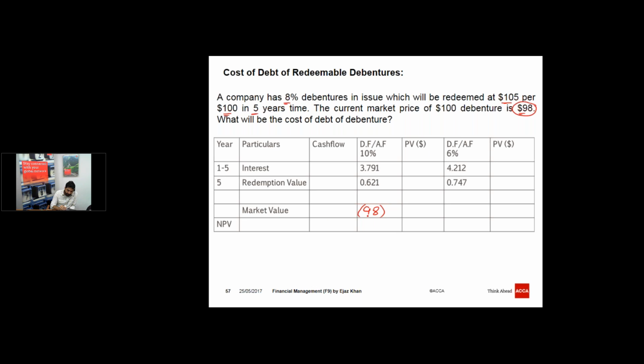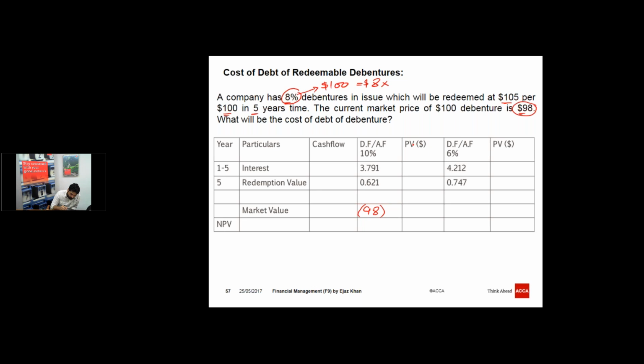So whoever is going to buy this debenture has to invest $98 today to get one debenture. So we'll always take market value as our initial investment. Against this $98 investment, what is he going to get? He will get interest every year, and the interest will be 8%. Remember, this 8% will always be applied to par value, and par value is assumed to be $100. So 8% of $100 will be $8. But since it is interest, it will go for tax savings as well. So we will make it after tax.